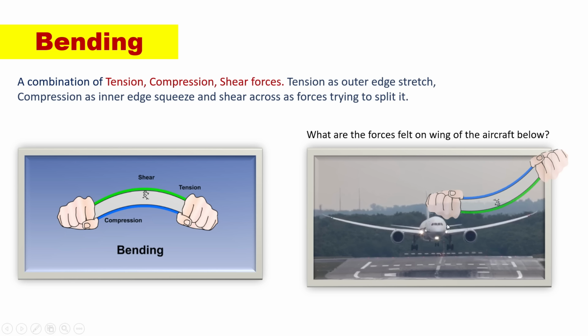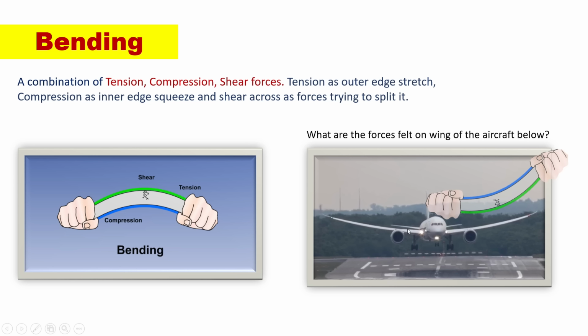So here you can see the wing of an aircraft. It is curved upward, exactly opposite to this diagram. So you can see the compression force will act on the top. This time the compression will be acting on the top, the tension will be acting on the bottom, and shear forces will be across the structure.